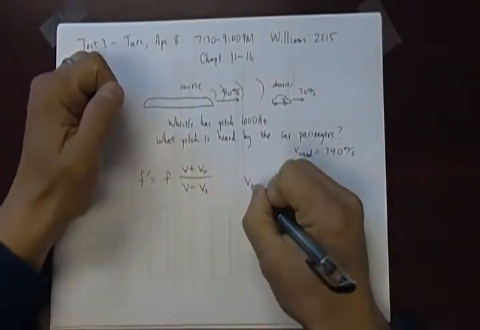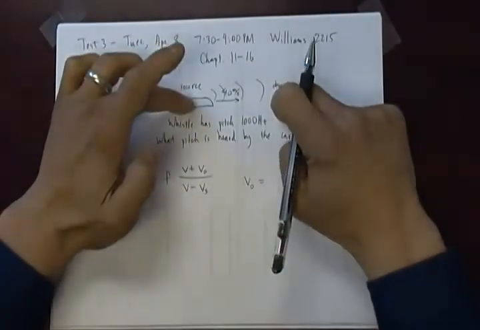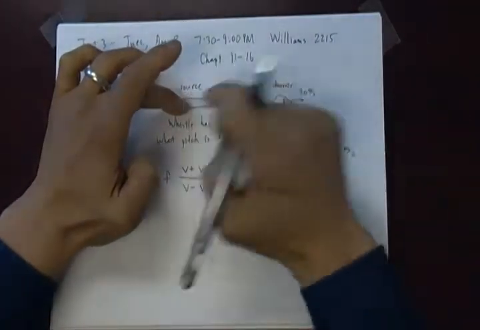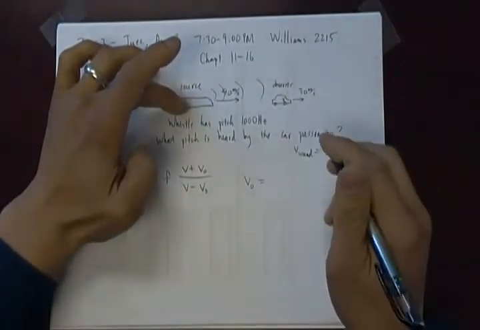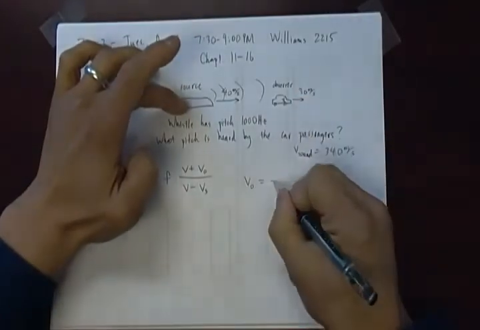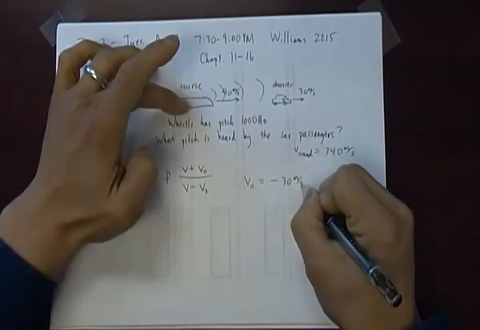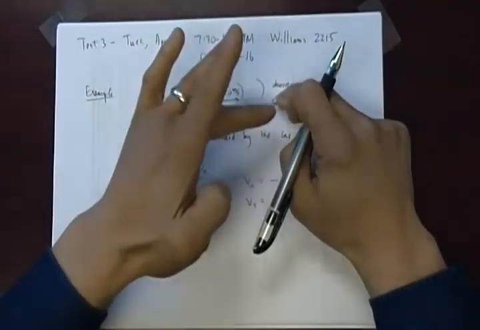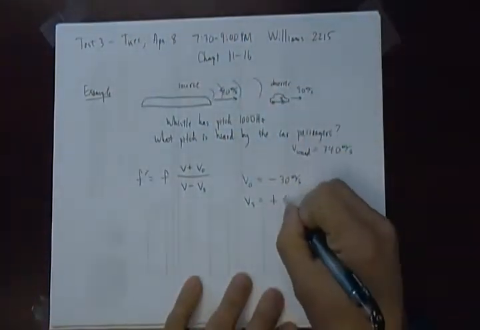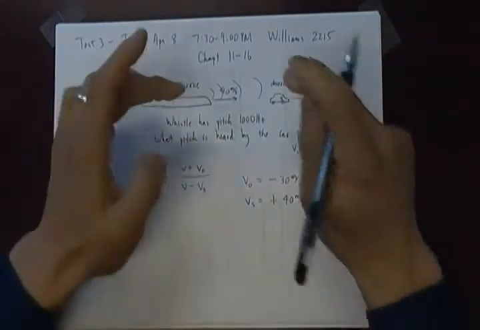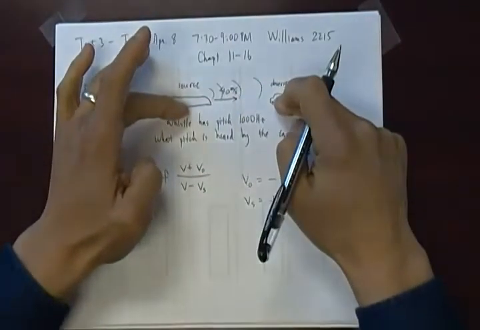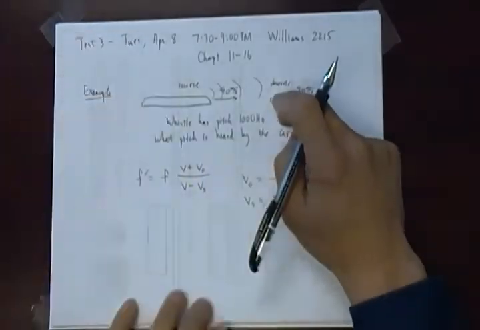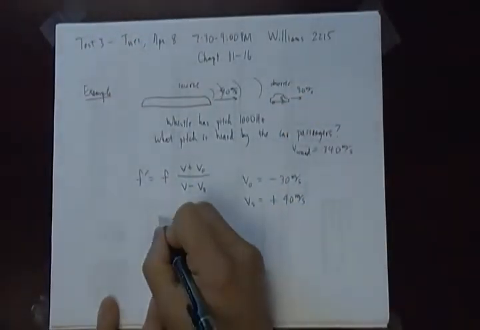Now remember there are some things we have to remember about the sign convention. So let's first do the observer. Here's the source, here's the observer. The observer is moving away from the source. And so therefore, because it moves away, it gets a negative sign. So it's a negative 30 meters per second. Now how about the source? The source is moving towards the observer, so that gets a positive 40 meters per second. If either one moves towards the other, then it gets a positive. If it moves away, it gets a negative.